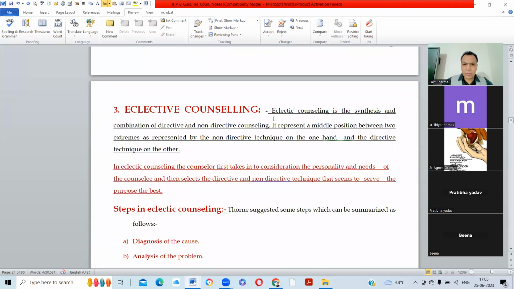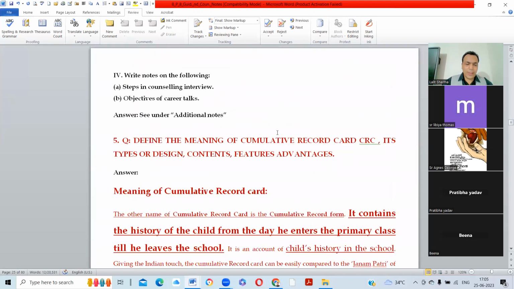Eclectic ये देख लो, eclectic जो होती है, right? It is a synthesis, a combination of directive and non-directive, दोनों को मिला के, right? Means counselee centered भी है और counselor centered भी है, right?